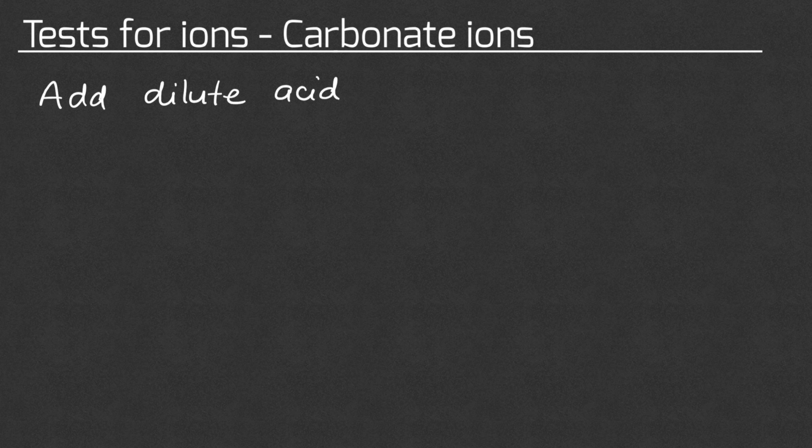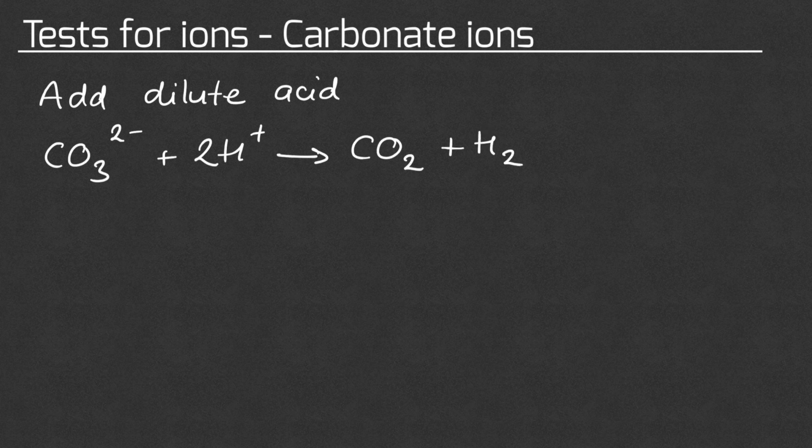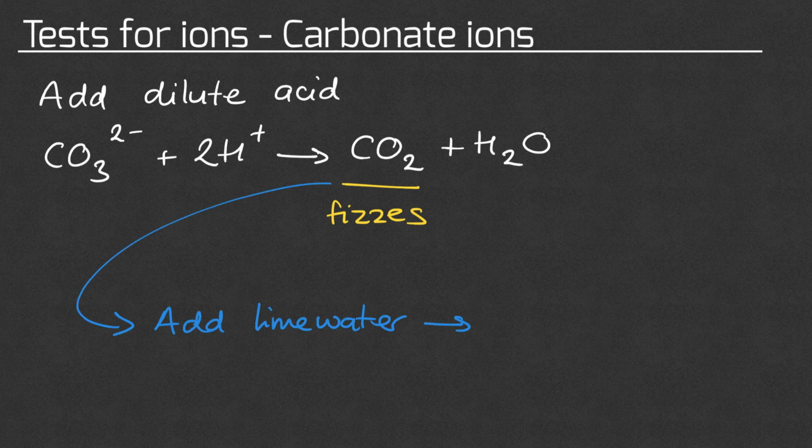To test for carbonate ions, you would add a dilute acid, which would react with the carbonate ions to form carbon dioxide and water. The carbon dioxide is produced as a gas, so you would see fizzing in your sample, and you could then verify the result that the gas you produced was carbon dioxide by collecting the gas, bubbling it through lime water, and if it goes cloudy, that confirms that the gas you produced was carbon dioxide, therefore the ions you had in your original sample must have been carbonate ions.